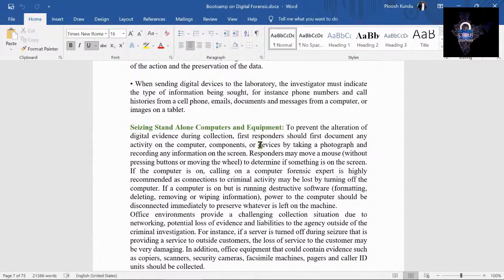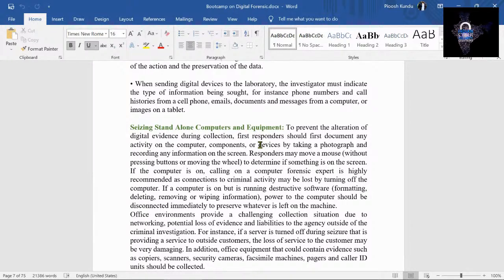Now, the office environment provides challenging hidden situations, which is due to the networking and the potential loss of evidence and liabilities of the agencies outside the criminal investigation cases. For instance, if the server is turned off during the seizure, and that is providing a service to outside customers, the loss of services to the customer may be very damaging.